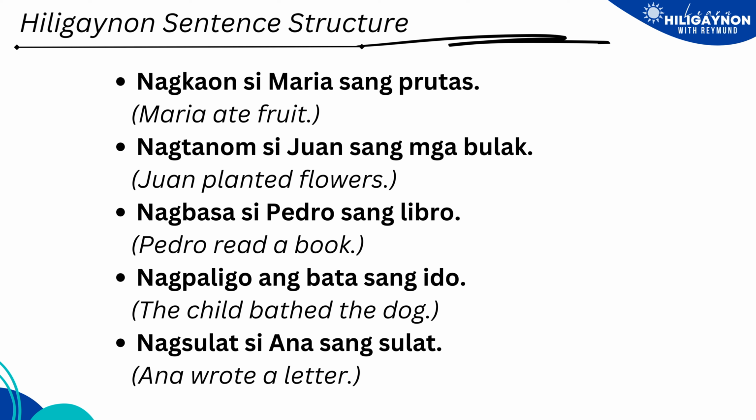Nagbasa si Pedro sang libro. So Pedro read a book. Nagbasa, that's read, past tense. Basa is the root word and then libro is a book. So nagbasa si Pedro sang libro. Nagpaligo ang bata sang ido, so the child bathed the dog. So nagpaligo is like bathe. Ligo is to take a bath, to bathe. And then ido is a dog. So nagpaligo ang bata sang ido.